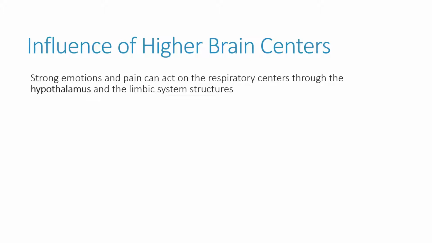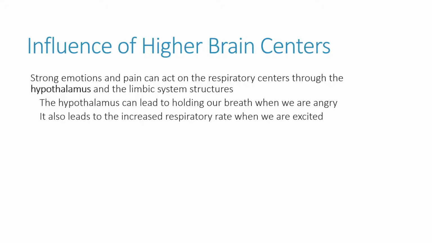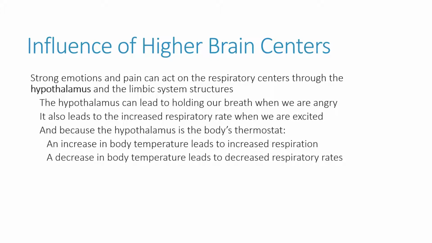Strong emotions and pain can also modify our breathing patterns by acting through the respiratory centers through the hypothalamus and other limbic system structures. Activation of the hypothalamus can lead to holding our breath when we are angry. It can also lead to increased respiratory rates when we are excited. And because the hypothalamus is the body's thermostat that's measuring and regulating our body temperature, an increase in body temperature leads to an increase in respiratory rates, and a decrease in body temperature can lead to a decrease in respiratory rates.